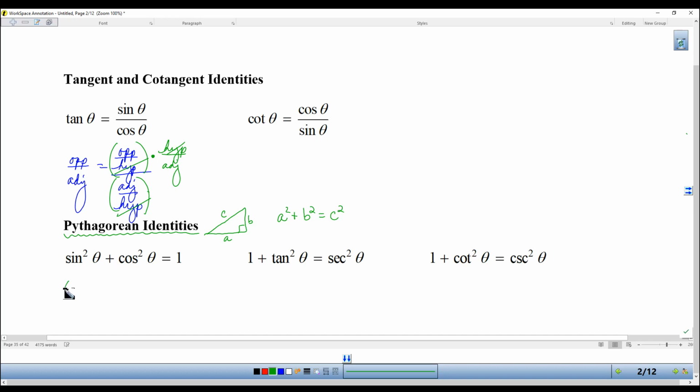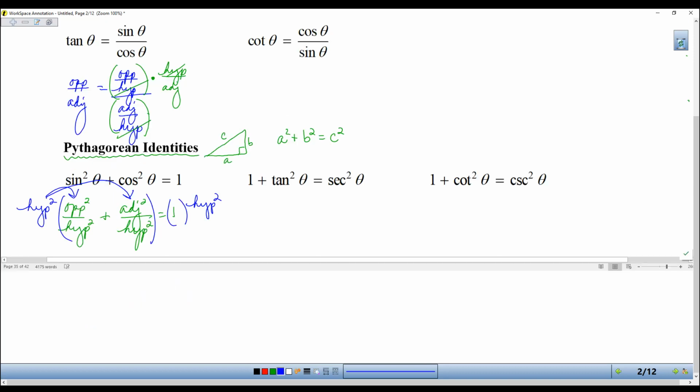So if you think about sine as being opposite over hypotenuse, but since it's squared, opposite squared over hypotenuse squared, and cosine as being adjacent squared over hypotenuse squared is equal to 1, then if I clear my fraction by multiplying both sides by hypotenuse squared, then on this side, when I distribute hypotenuse squared here, this is going to cancel. And when I multiply it here, it's going to cancel. And I'm going to get opposite squared plus adjacent squared is equal to hypotenuse squared, which is a squared plus b squared is equal to c squared.